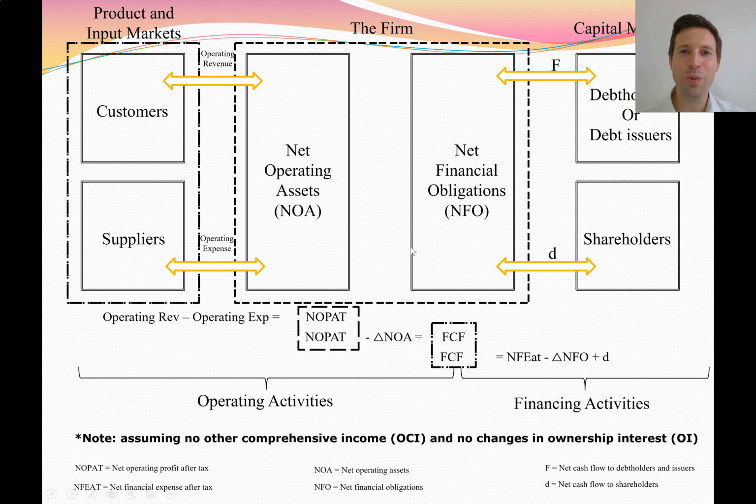So when we think about the operating side of the business, our operating revenues minus our operating expenses gives us NOPAT. Then our NOPAT minus any change in our operating assets gives us a free cash flow. Or if we think about the financing side of the business, our free cash flow is equal to our net financial expense after tax. Essentially, that's the interest we've paid, minus any change in our outstanding debt, the net financial obligations, plus any payments to shareholders. Okay, and that gives us our free cash flow from financing activities.